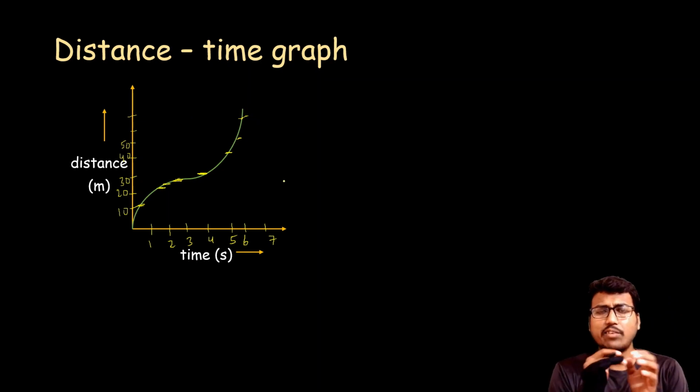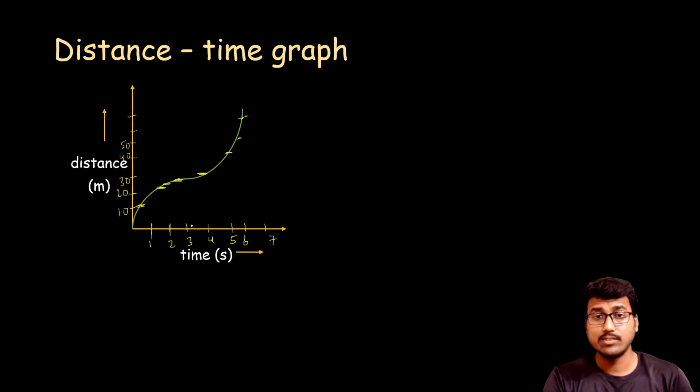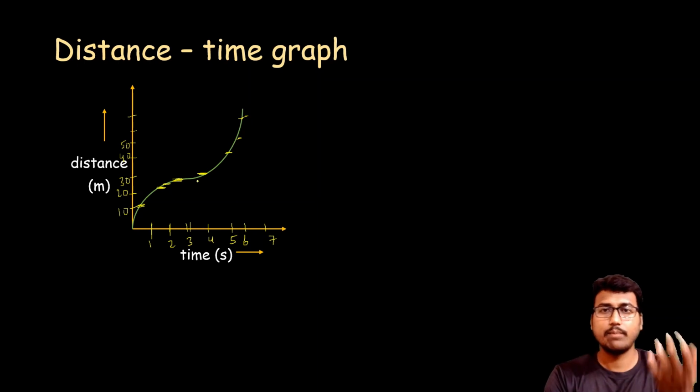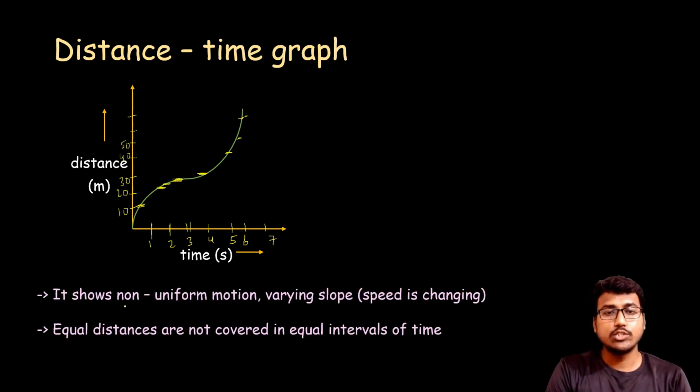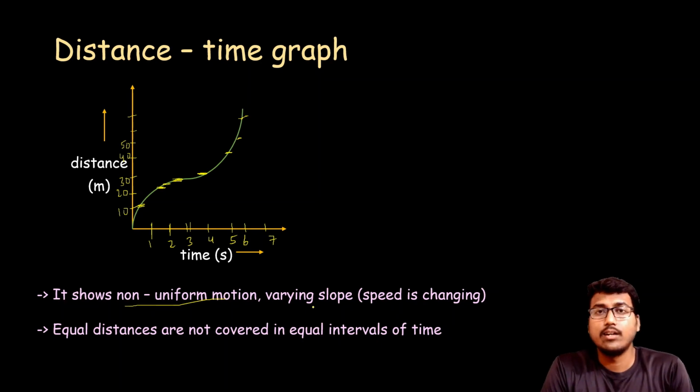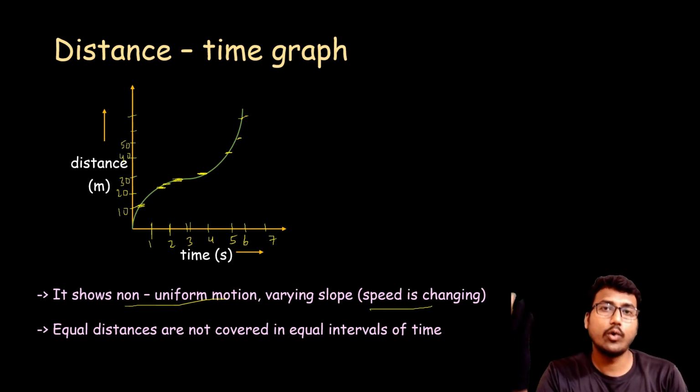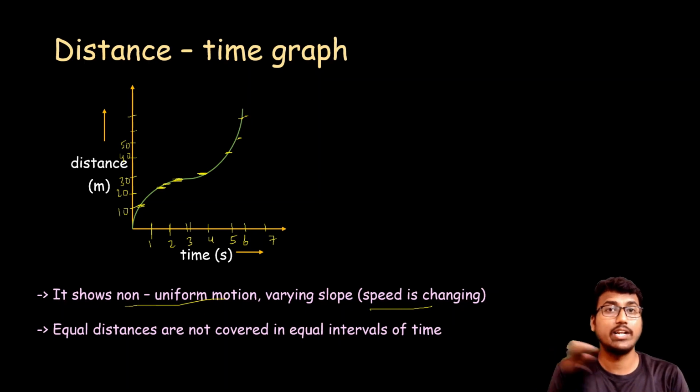That means it is covering unequal distances in equal intervals of time. If you consider 1 second 10 meters, 2 seconds 20 meters, 3 seconds 30, 4 seconds same 34 or 33. That means it is not covering equal distances. From this graph, what we can analyze is it shows non-uniform motion. It is not covering the same distances in the same intervals of time, and the speed is changing. Sometimes equal, sometimes more distance, sometimes less distance, sometimes it is not even covering more.